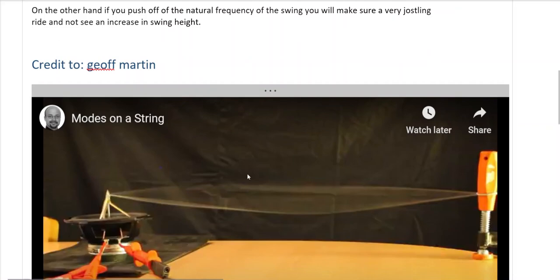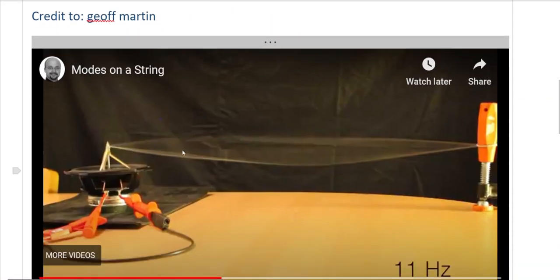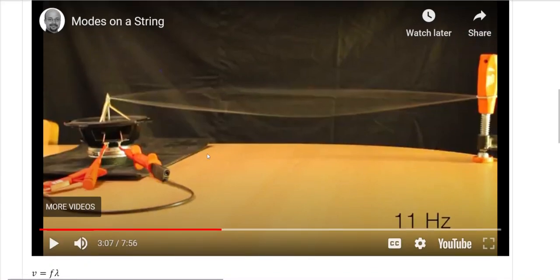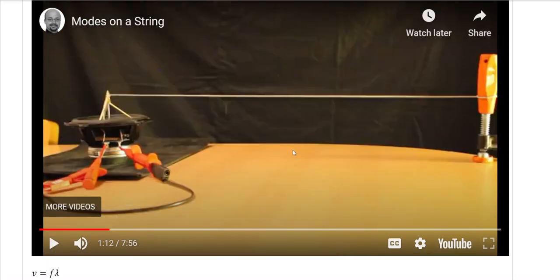Okay, now here's an interesting video that I'm just going to show you guys, just part of it. This is from Geoff Martin, Modes on a String. You can take a look at this. I think I'll put a link to this in the description. But we're just going to look at a section of it here. So let's just look back at this apparatus.